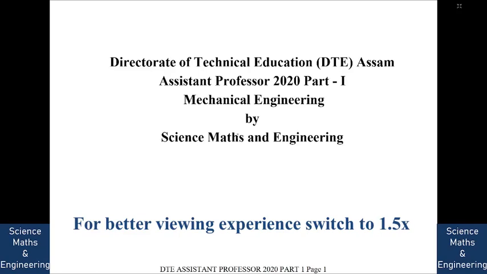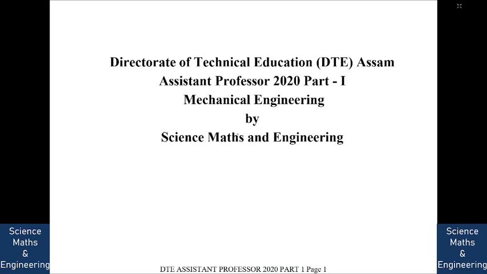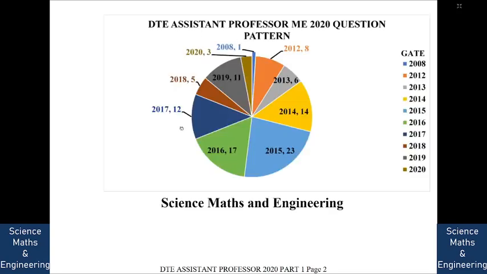Today we are going to solve the first part of a mechanical engineering paper, the examination for which was conducted by the Directorate of Technical Education Assam for the post of Assistant Professor in 2020. Now, all questions in this paper were from previous year GATE question papers, and a pie chart is shown to give an idea of the number of questions from each year.